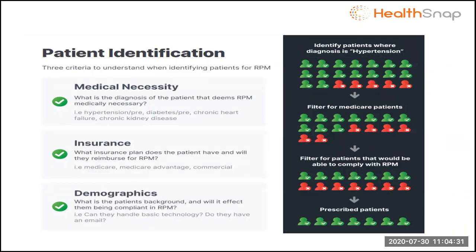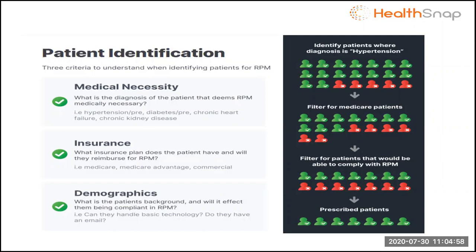So the first, of course, is medical necessity, because this is a program that patients are prescribed or ordered into based on the medical necessity and the plan of care of the provider. What is the diagnosis that your practice will be targeting for their first round of remote patient monitoring patients? For example, you might be targeting hypertension. Then I want you to look at those hypertension patients and see what insurance plan those patients have.